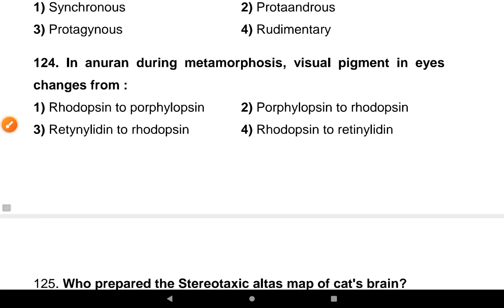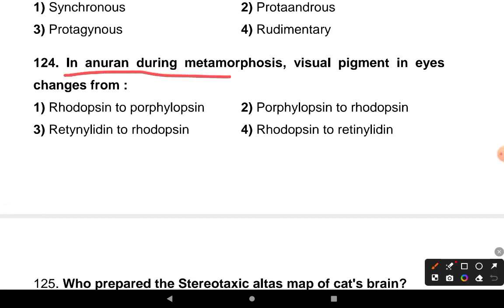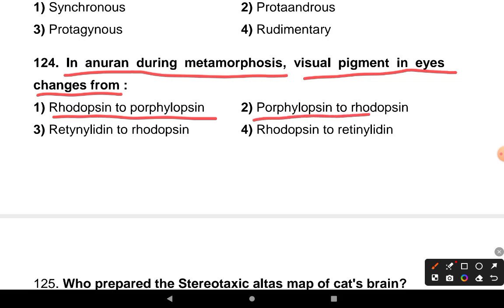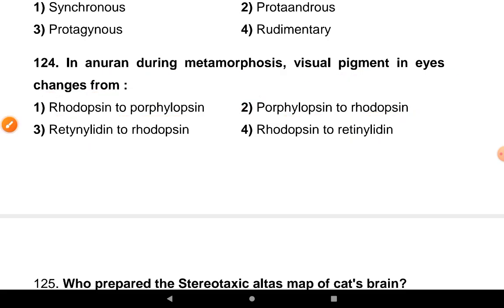The next question is, in a neuron during metamorphosis, visual pigment in eye changes from rhodopsin to porphyropsin, porphyropsin to rhodopsin, retinylidene to rhodopsin, rhodopsin to retinylidene. So correct answer is option 2. In a neuron during metamorphosis, visual pigment in eyes changes from porphyropsin to rhodopsin.